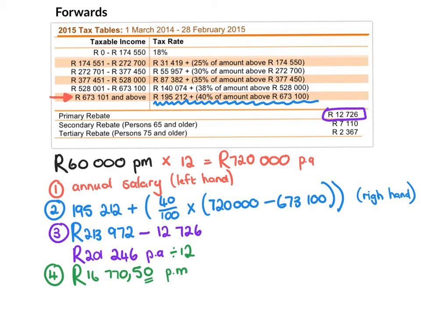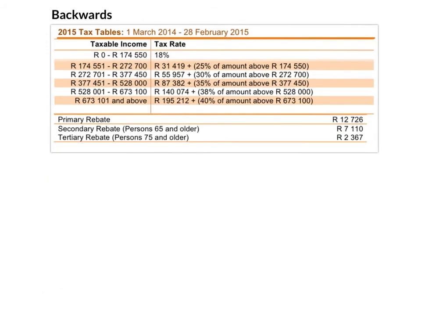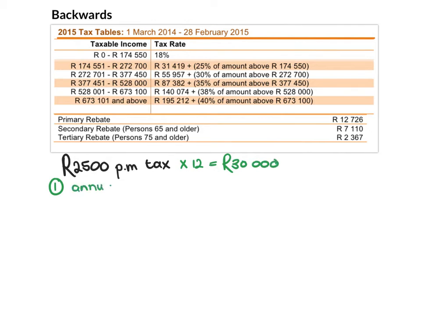So let's say that it is given, let's take an example of paying 2,500 Rand tax per month. Now remember, the table works with annual salary and annual tax. Therefore, the first thing I'm going to do is find out what his annual tax is. So I'm going to do that by multiplying by 12, which gives me 30,000. Okay, so that's annual tax.